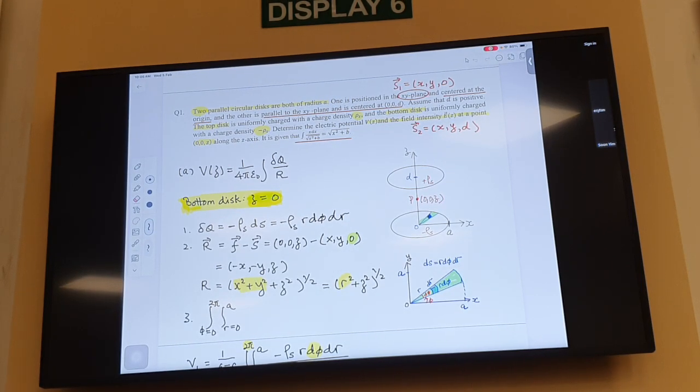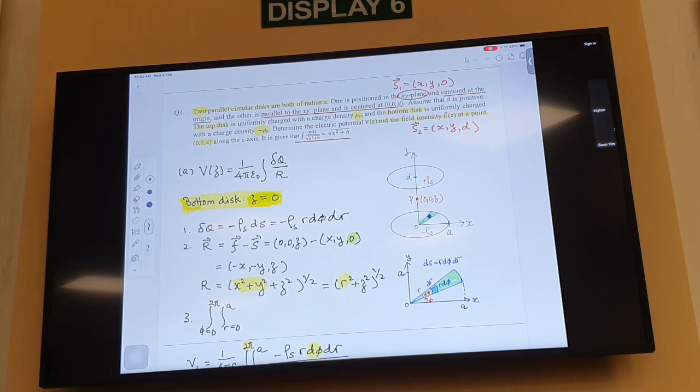So in this example, delta Q, the charge confined in this small area here, will be minus rho s times r d phi dr, which is the area occupied by this shaded area. Then, knowing delta Q, by Coulomb's law, or in this case we calculate the potential, we now need to work out how far away delta Q is from the field point at 0, 0, z along the z axis.